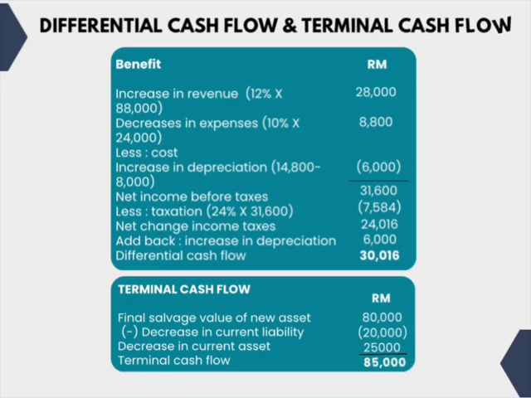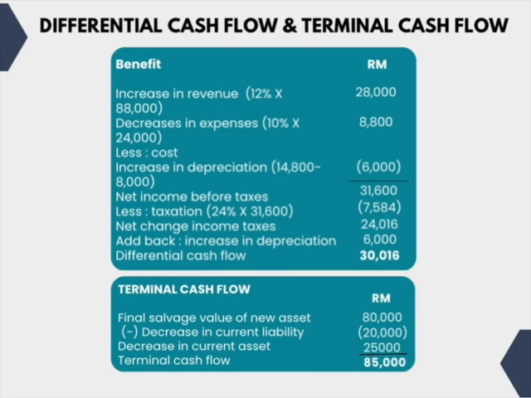Moving on to annual differential cash flow. Differential cash flow shows how much extra cash the project generates. The project increased revenue by 28,000 and reduced expenses by 8,800. However, depreciation is increased by 6,000, which affects profit but not actual cash. After tax at 24%, the net income is 24,060. Since depreciation is a non-cash expense, it is added back. So the differential cash flow is 30,060.